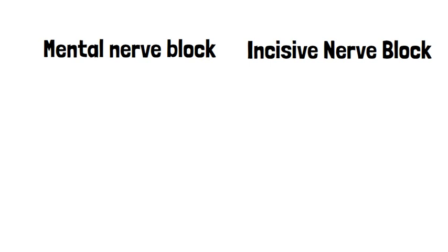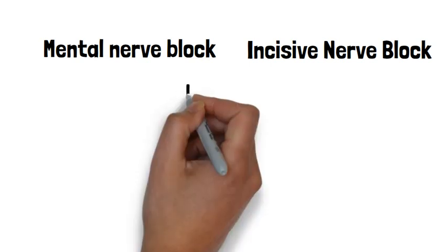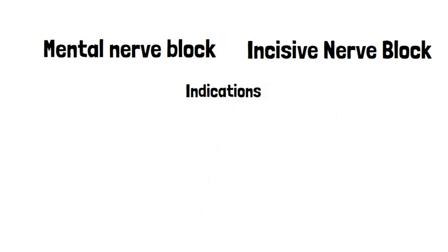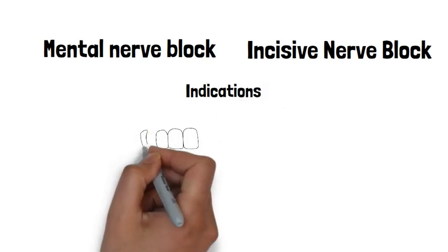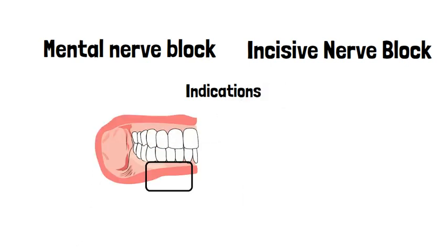The main difference exists in the indications, the techniques, the nerves and the anatomy, and the areas that are anesthetized by these two types of nerve blocks. Starting with the mental nerve block, it is used for soft tissue procedures in the region anterior to the premolars.